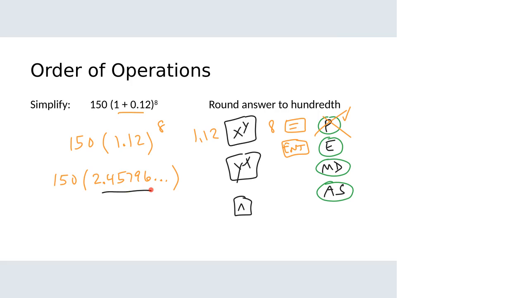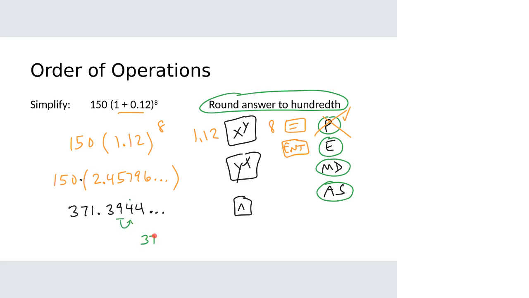I only have one more step to do, and that's just to multiply by 150. So we'll go ahead and leave that sit there, multiply by 150, and get 371.3944, and that keeps going. Since I'm at the end, now I'll follow these instructions over here that tell me to round to the nearest hundredth. We'll find the hundredths place. We'll look one space to the right. That's 4 or lower. So we'll round this down to 371.39.